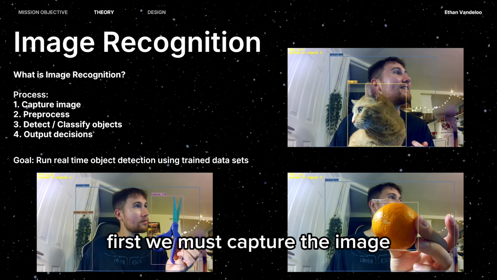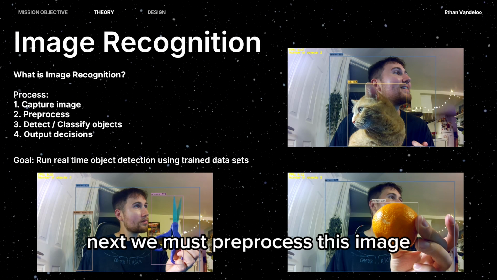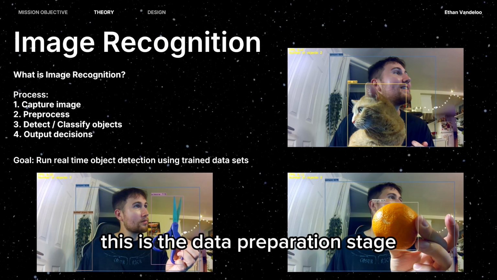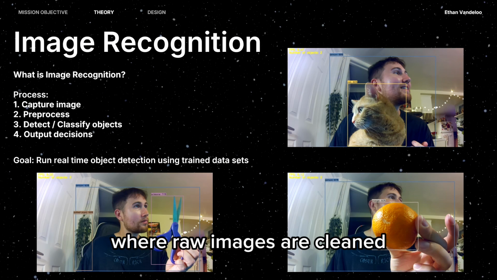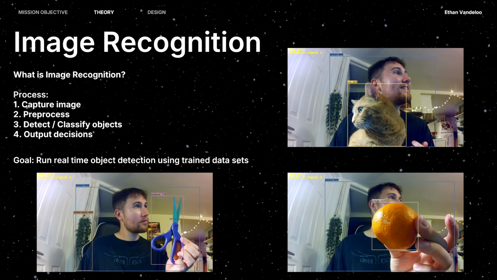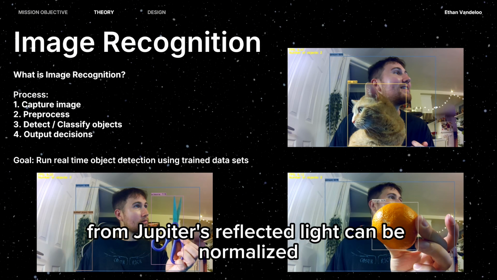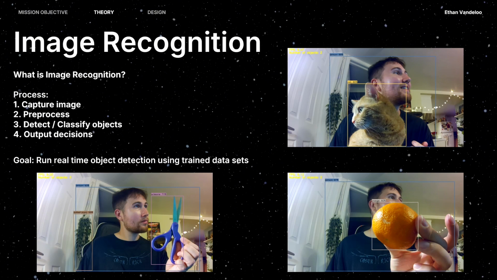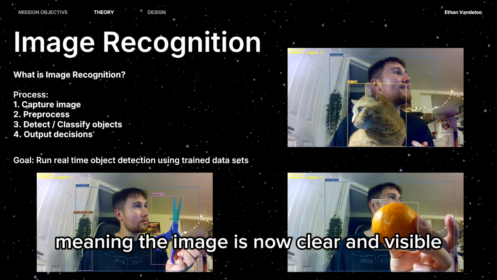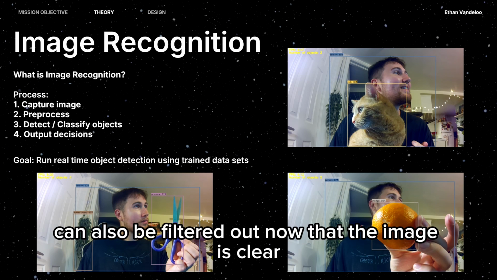First, we must capture the image using a camera or sensor on board the system. Next, we must pre-process this image. This is the data preparation stage, where raw images are cleaned, adjusted, and standardized before analysis. During this stage, lighting variations, for example, from Jupiter's reflected light, can be normalized, meaning the image is now clear and visible. Additionally, noise caused by cosmic radiation can also be filtered out.